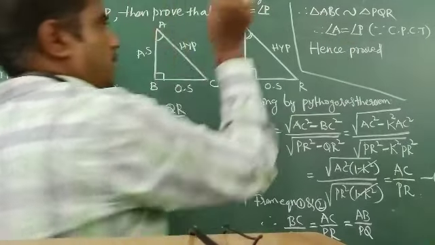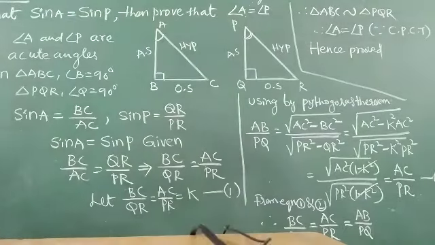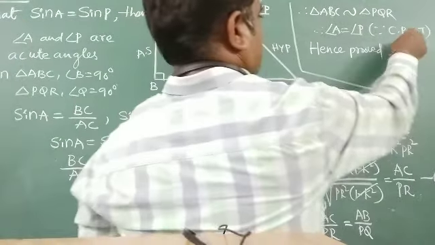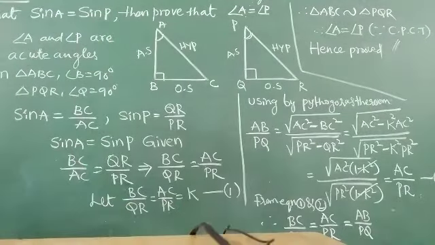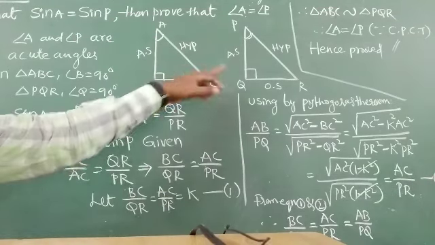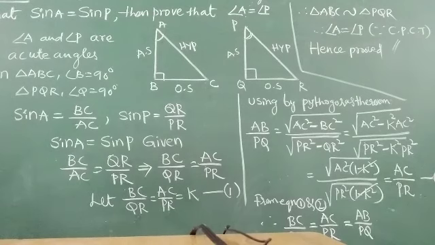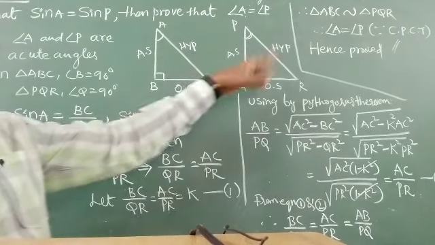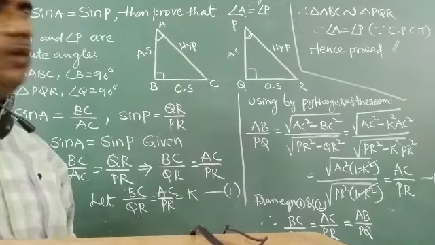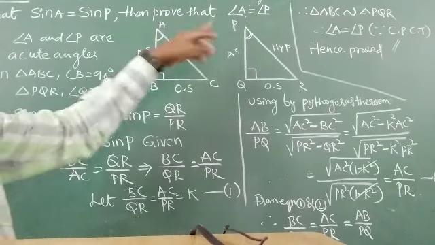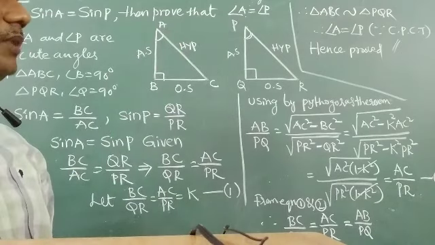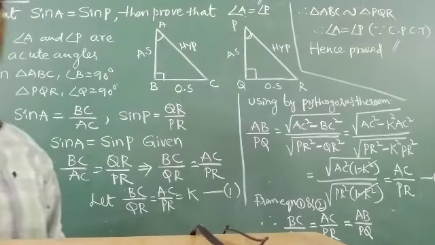So we have to prove angle A equals angle P. Here we are using the similar triangle concept. By using Pythagoras theorem we proved these two triangles' corresponding sides are in the same ratio. Hence those two are similar triangles. When the two are similar, their corresponding parts are equal. Therefore angle A equals angle P.